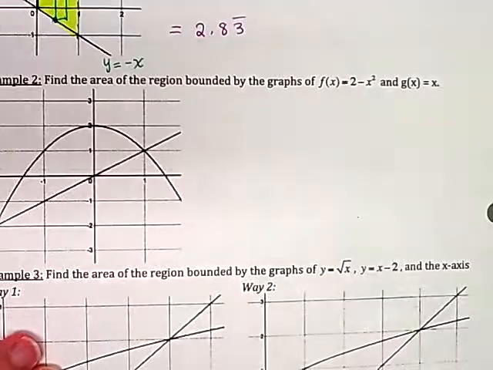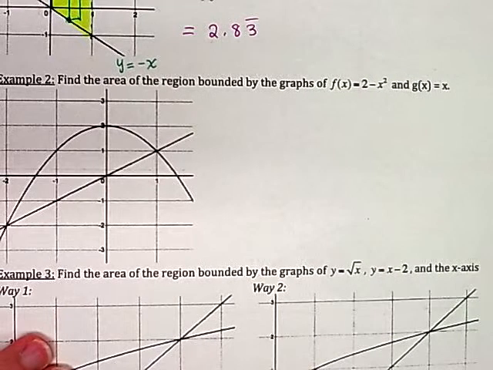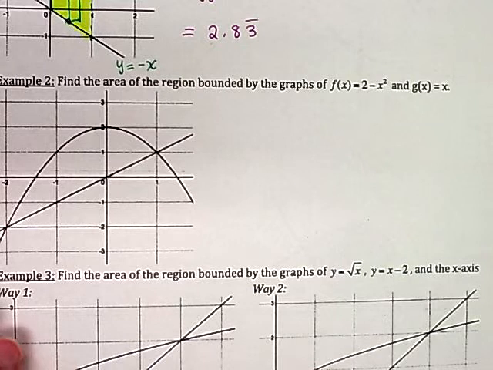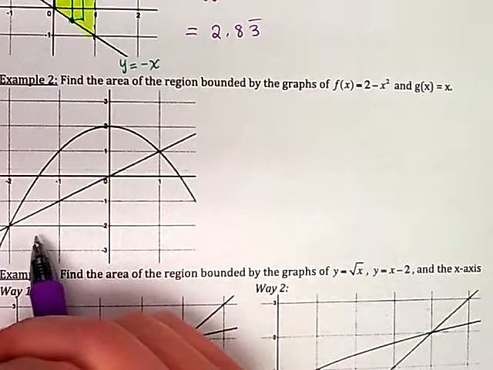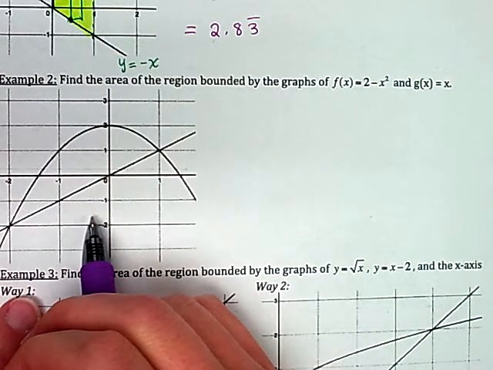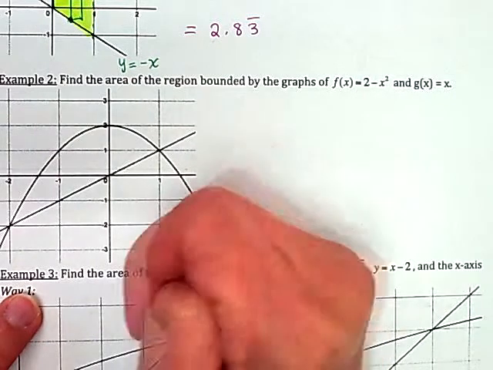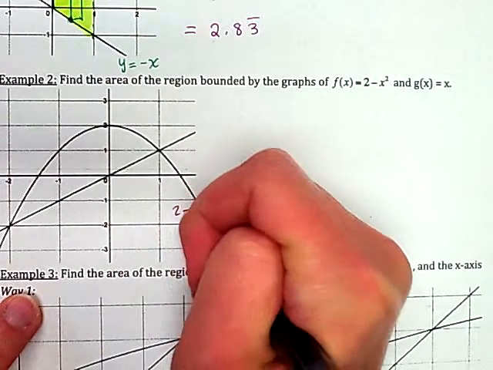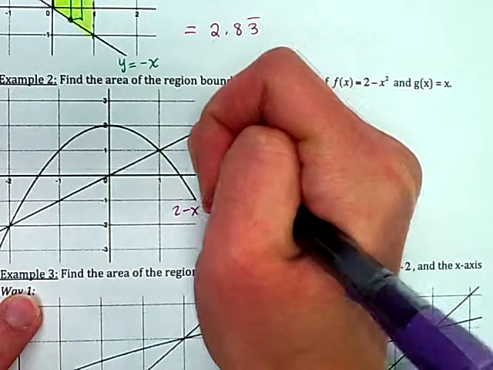So in the next example, it says find the area of the region bounded by the graphs of 2 minus x squared and g of x equals x. First of all, let's figure out which one is which in this graph. If I didn't give you this graph already, you could do this by going onto your graphing calculator and graphing it. So this would be 2 minus x squared. This would be g of x equals x.